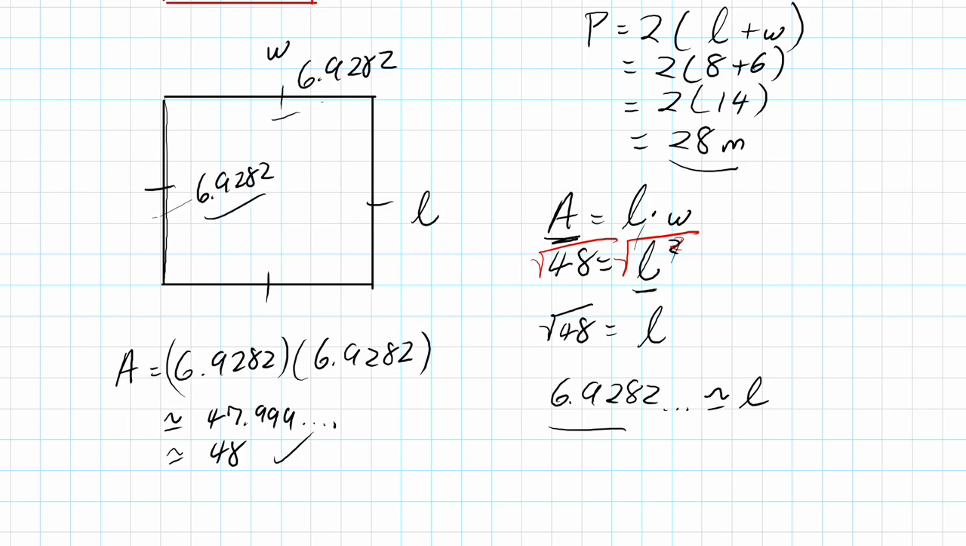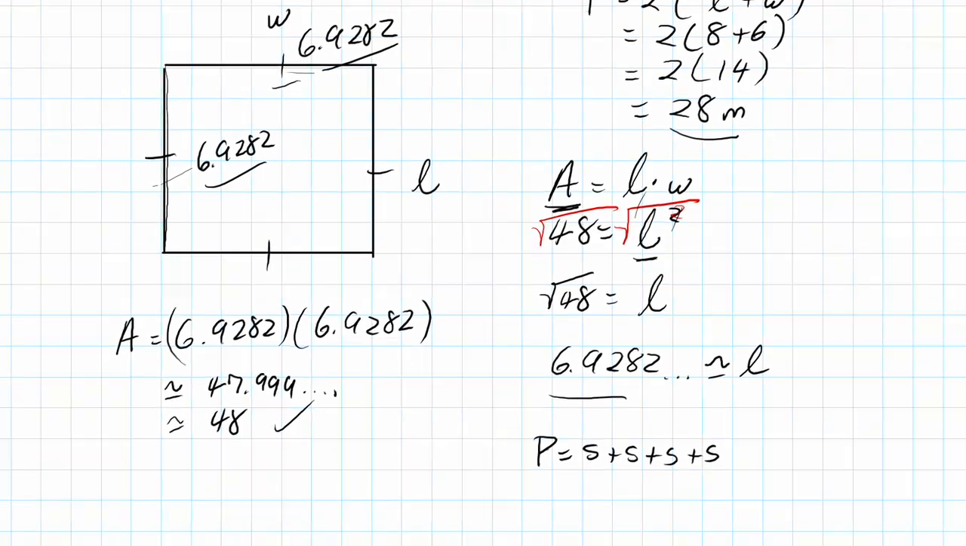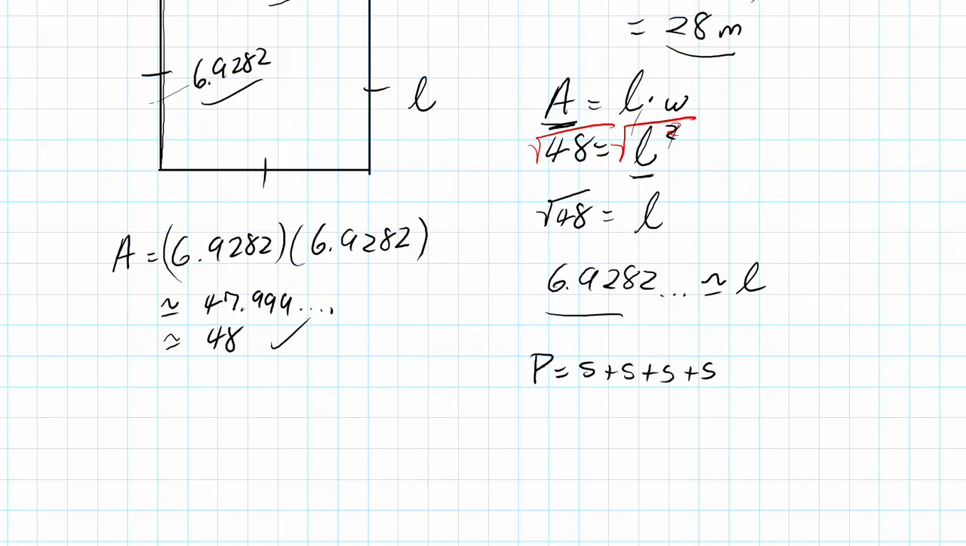If that checks out, for the perimeter we just have to add this number 4 different times because it's a square. Because all the side lengths are the same, this is a really unique perimeter: the side plus the side plus the side plus the side. We already know the side is 6.9282, so instead of adding it 4 different times, I can just multiply the number by 4. We'll take out our calculator, 6.9282, and multiply by 4. That gives us 27.7128, in terms of meters.